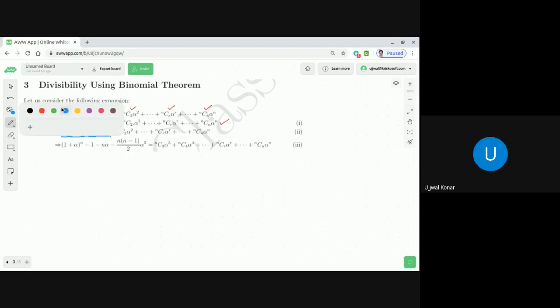Then let's do one thing. Let's take care of this one. What is the value of NC2, dear students? NC2 is actually n into n minus 1 by 2. If you take it to the left hand side, you will get this. And on the right hand side, all the terms are multiplied by alpha cube. That means 1 plus alpha power n minus 1 minus n alpha minus n into n minus 1 by 2 into alpha square is actually divisible by alpha cube.